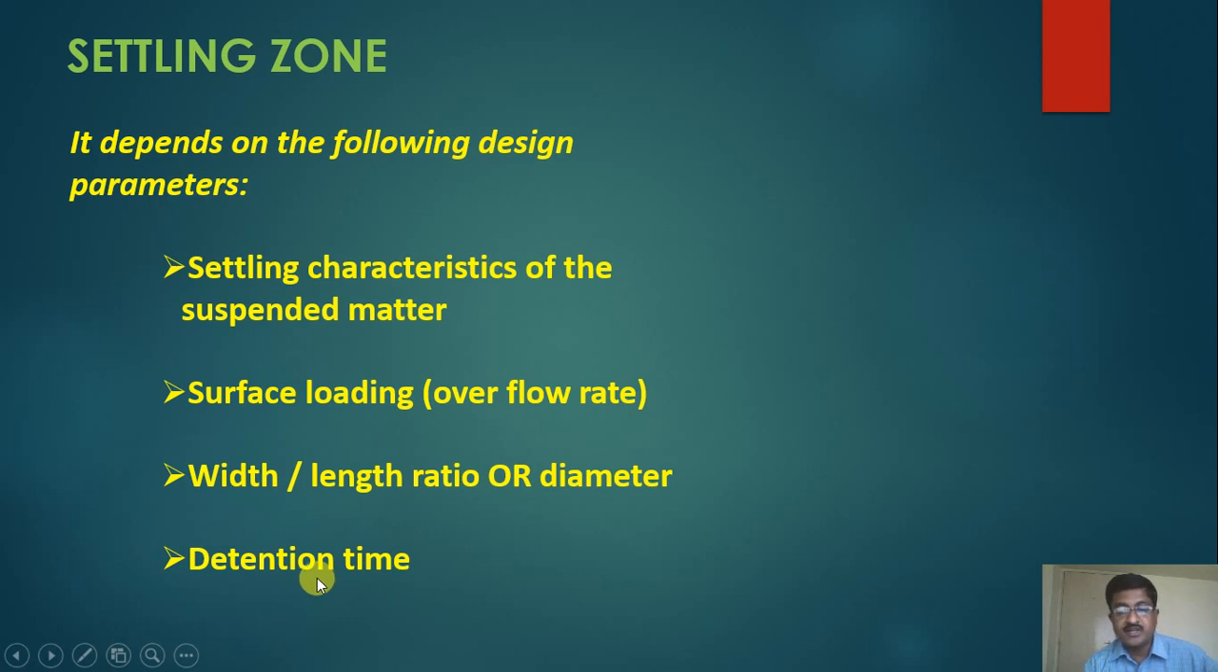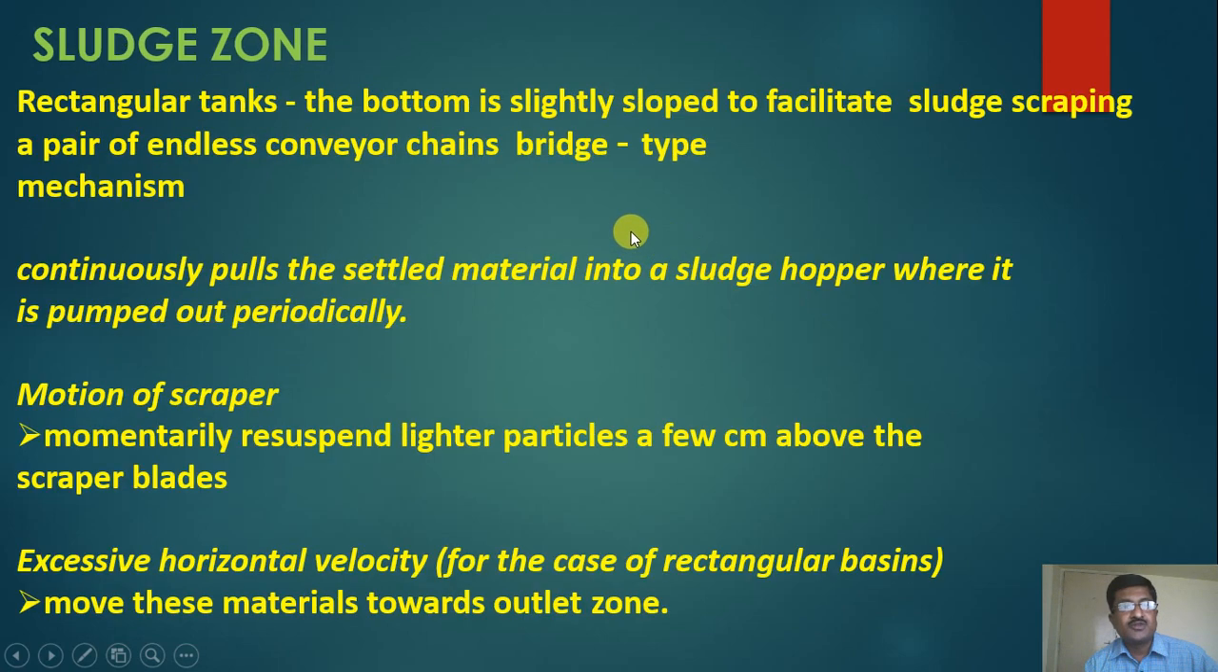Okay, for how much time the water is stored in that tank. Then the sludge zone. From the bottom, it is generally removed. In the rectangular tank, the bottom is slightly sloped to facilitate the sludge scraping. A pair of endless conveyor chain bridge type mechanism is provided to drag that sludge, continuously pushing the settled material into the sludge hopper, where it is pumped out periodically.